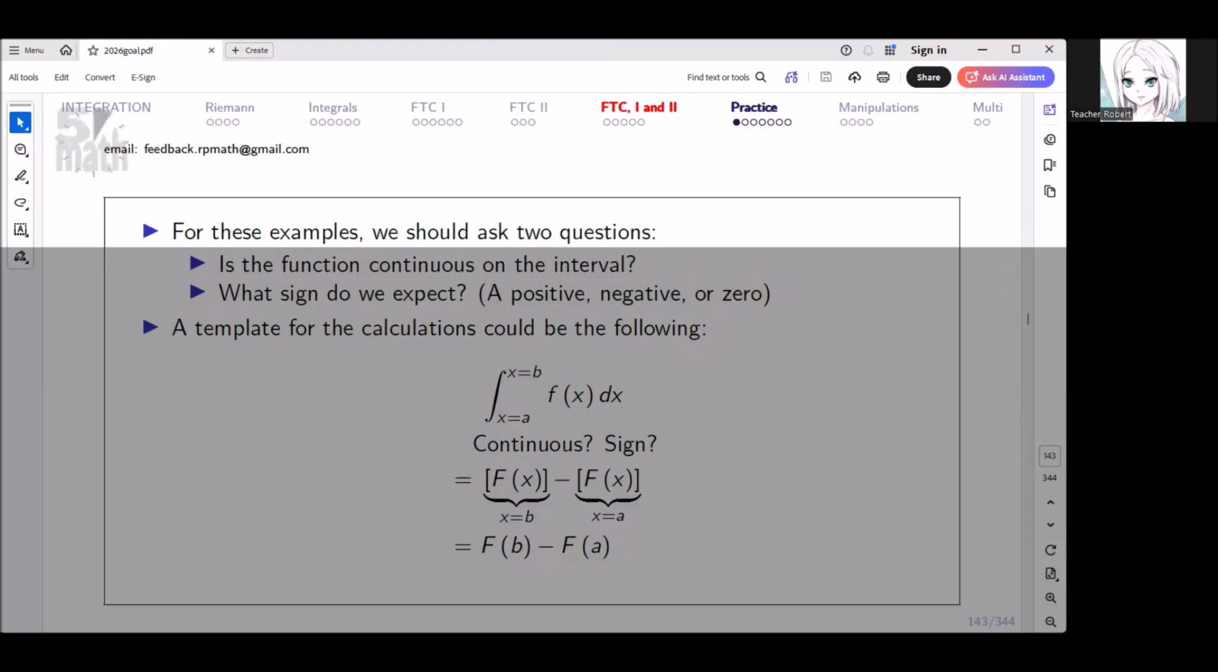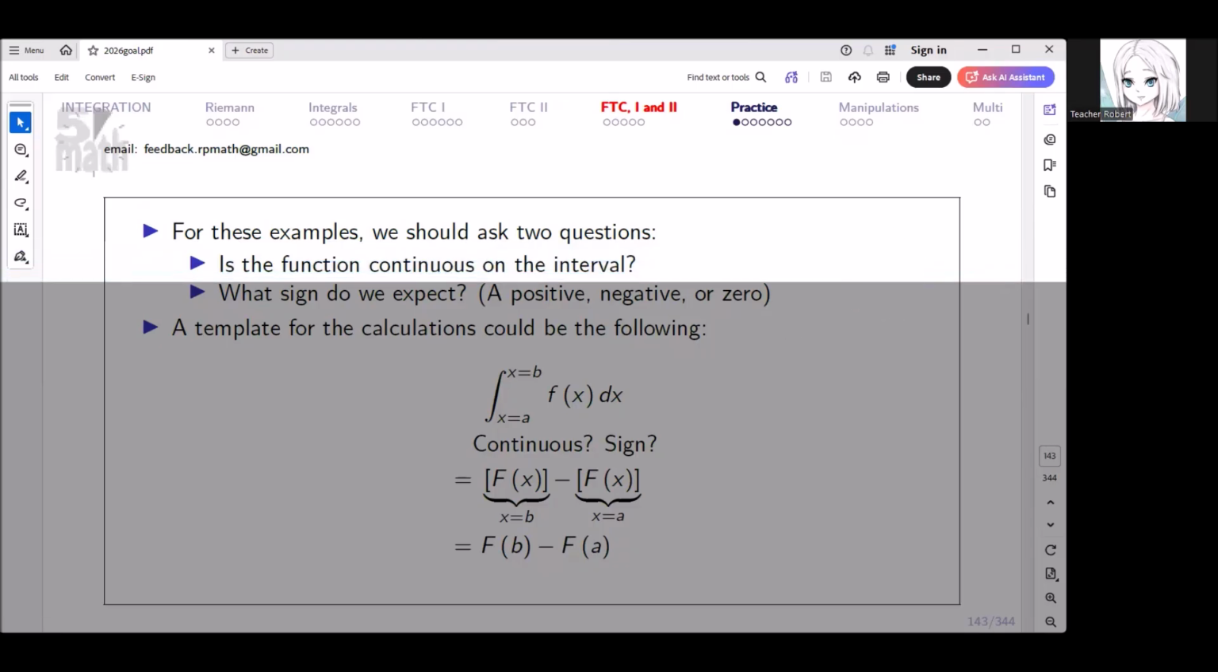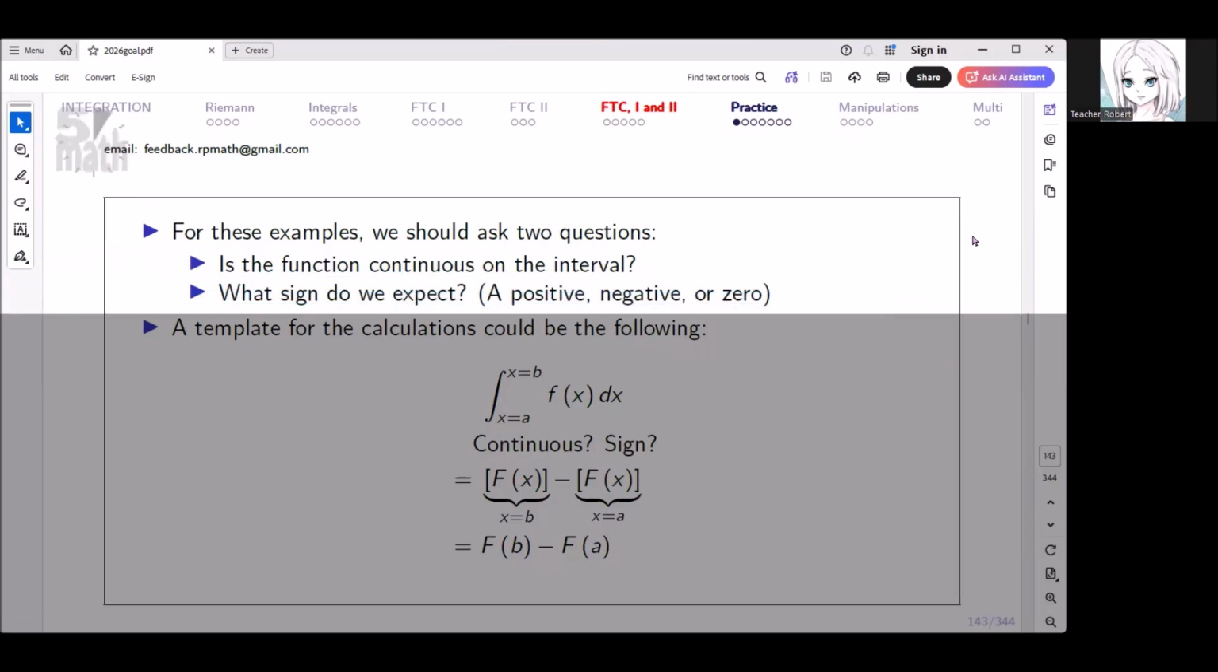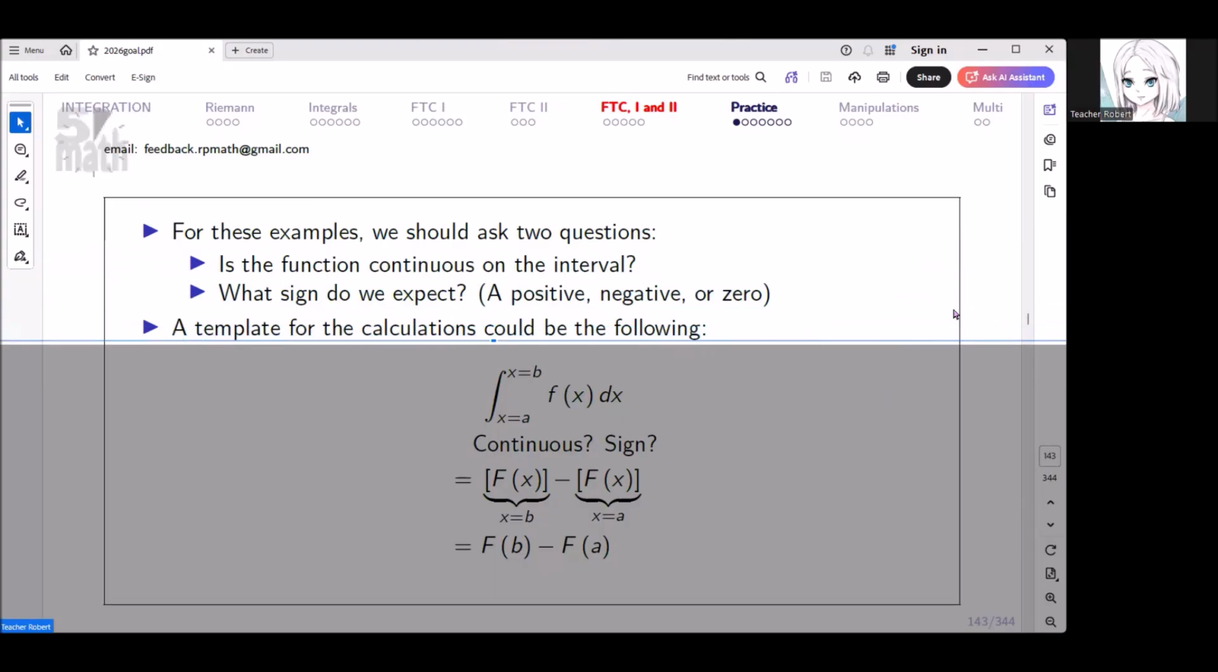For these examples, we should ask two questions. Is the function continuous on the interval? What sign do we expect? A positive, negative, or zero? A template for the calculations could be the following.